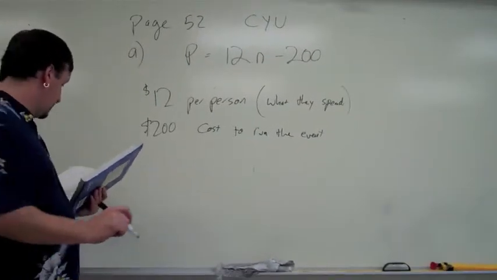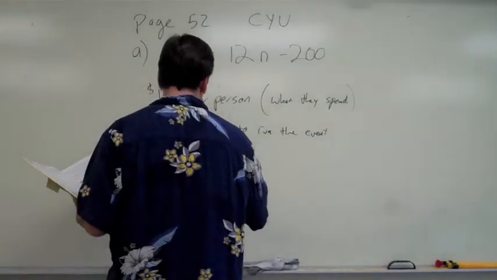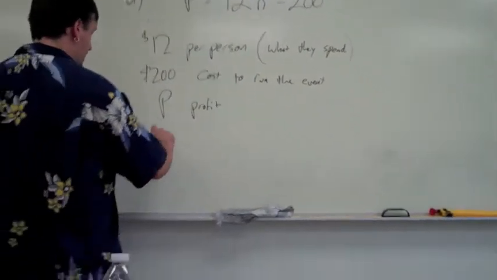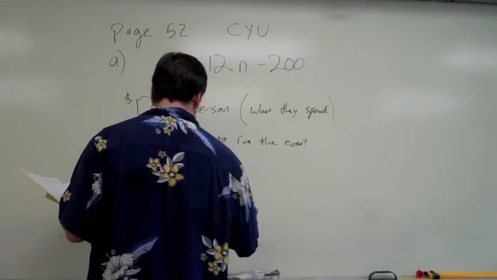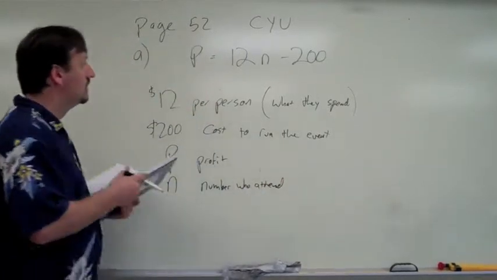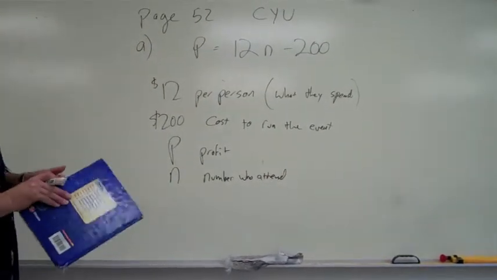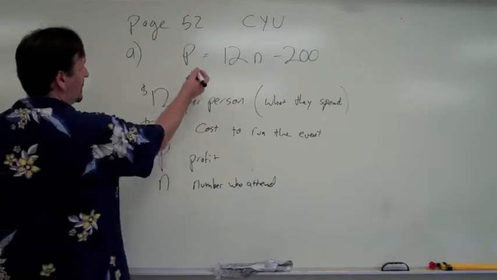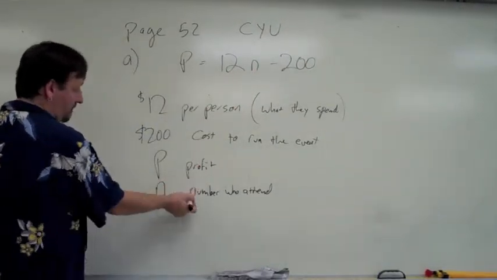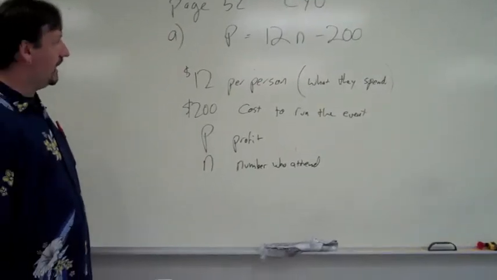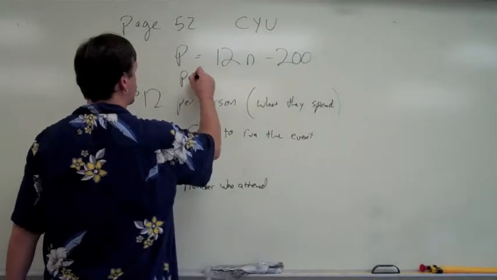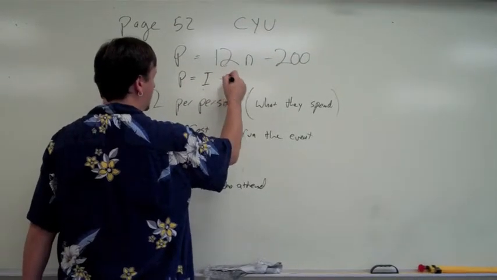What is the relationship between P, the profit? P, that's profit. Now I know what my variable stands for. And N, the number who attend. When I put it all together, I should be able to see that I find the profit by calculating $12 times the number of people that come, and the amount that it costs them to run is $200. Profit, you'll remember, equals income minus expenses.